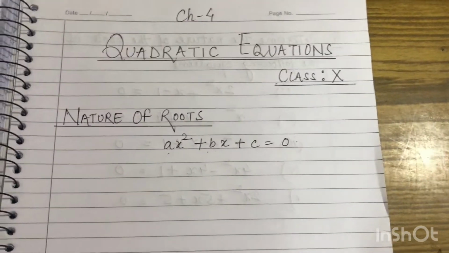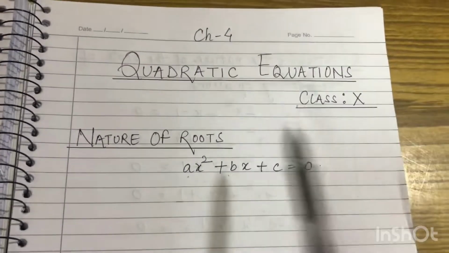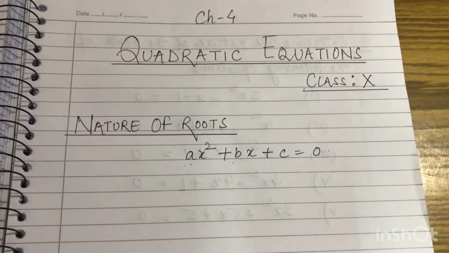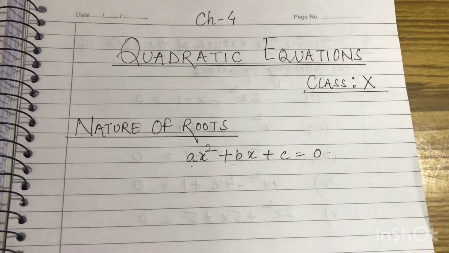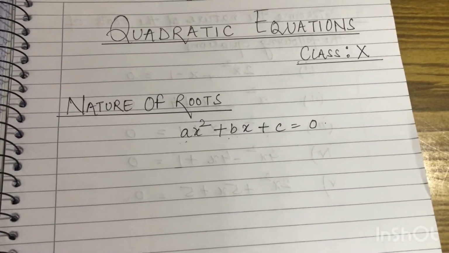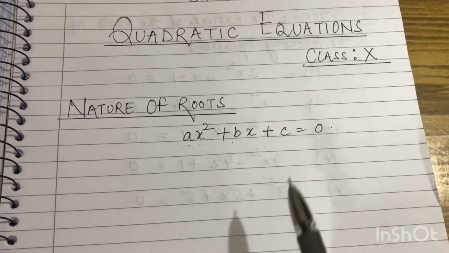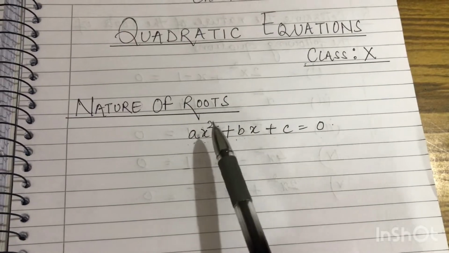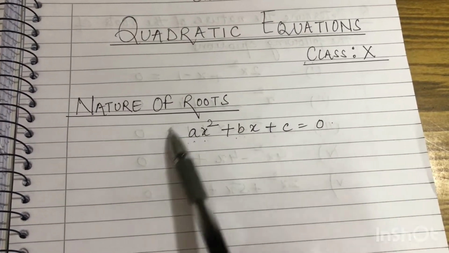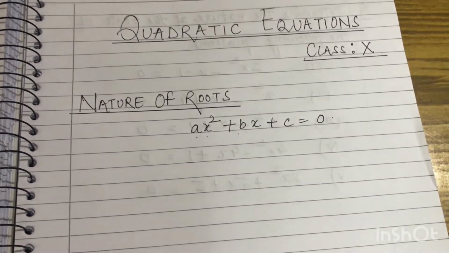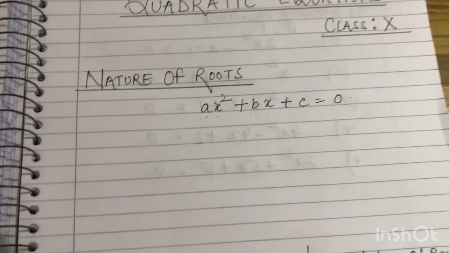We know the standard form of a quadratic equation is ax square plus bx plus c, where a is the coefficient of x square, b is the coefficient of x, and c is the constant term, and we all know that this x is the variable. Now you can see here the degree of this polynomial written over here is 2. So the roots of this quadratic equation will be 2.